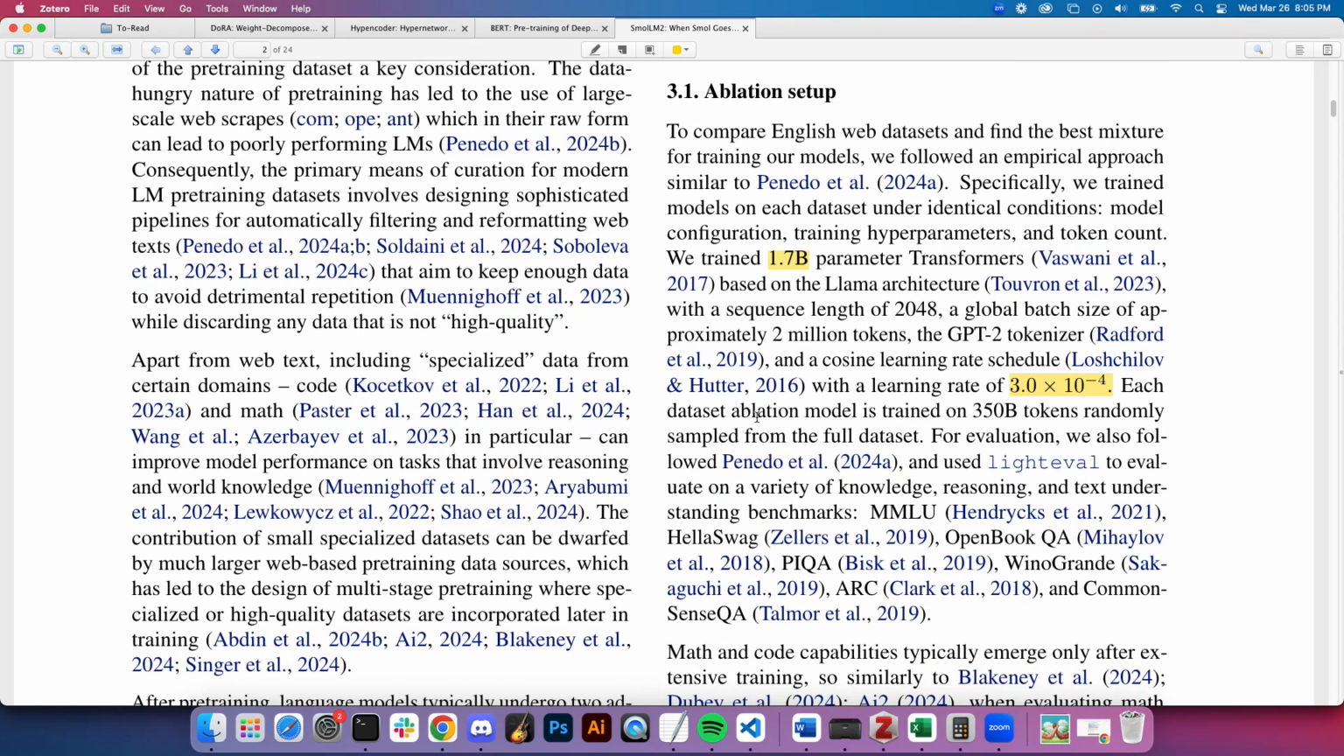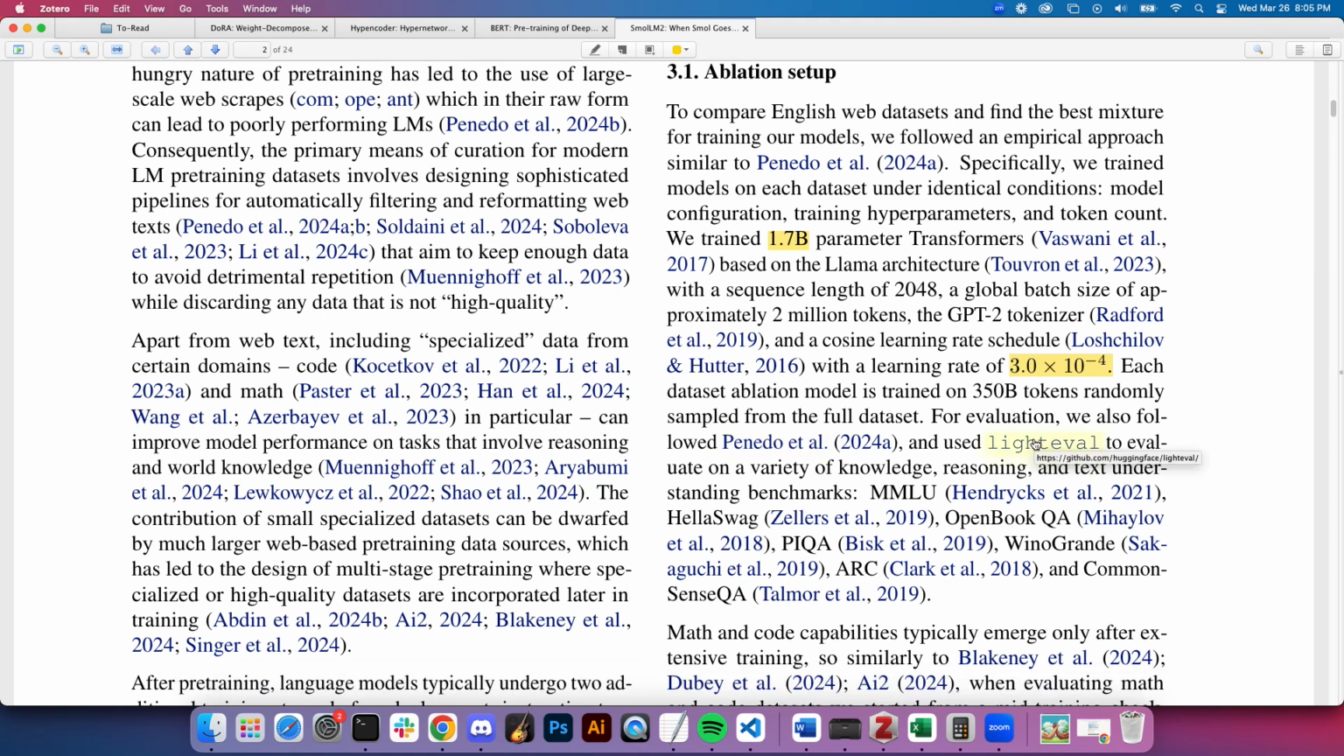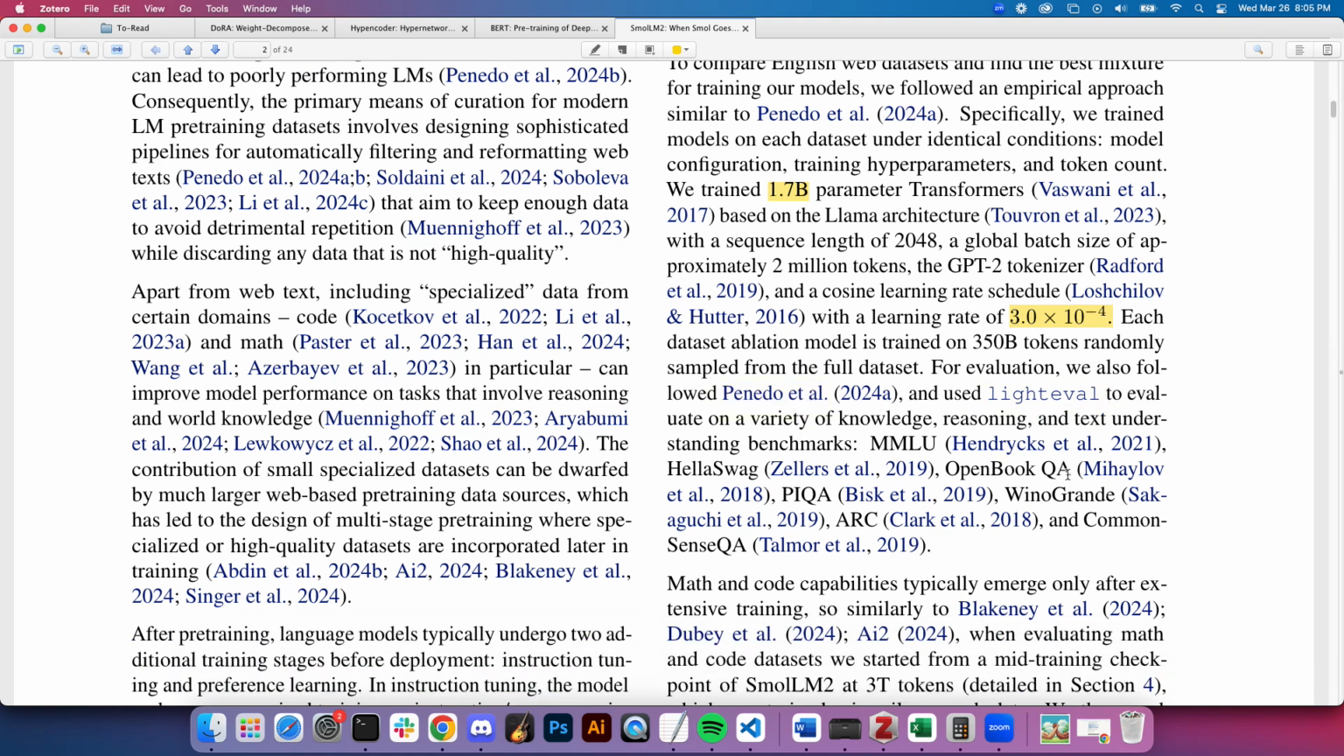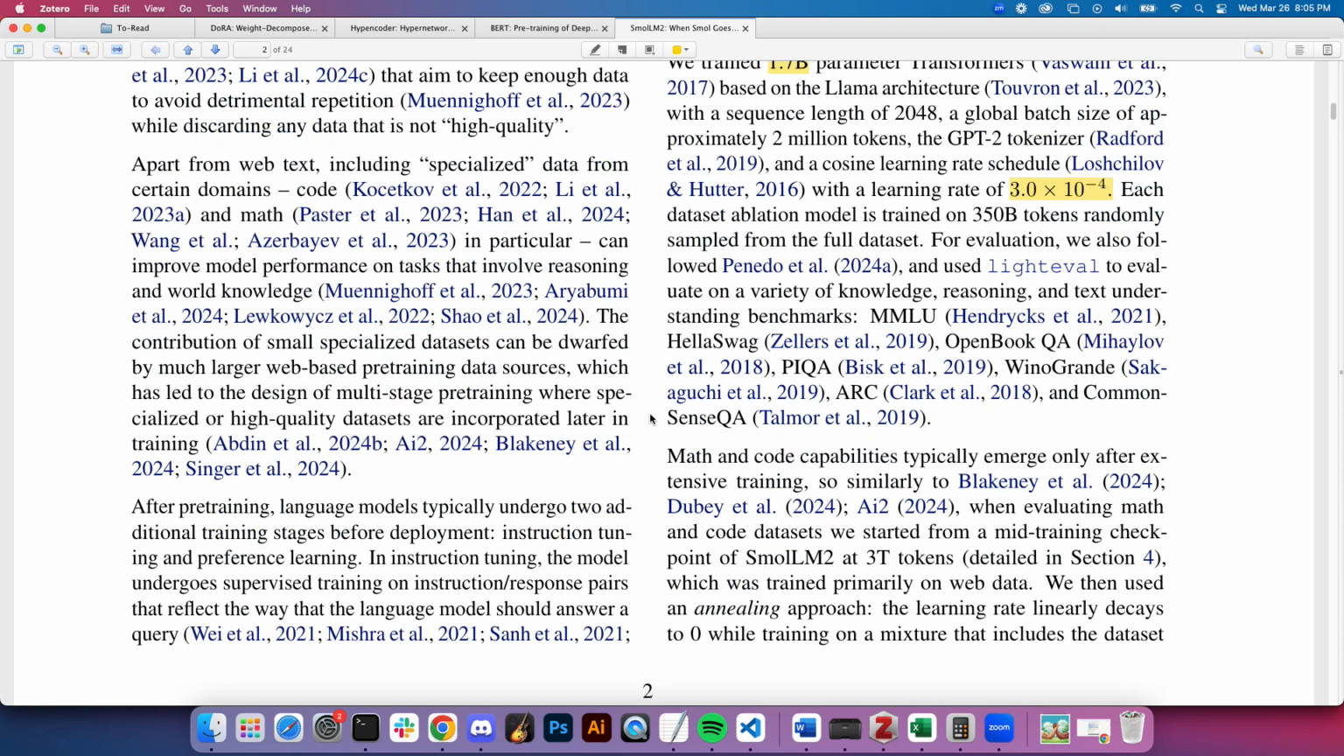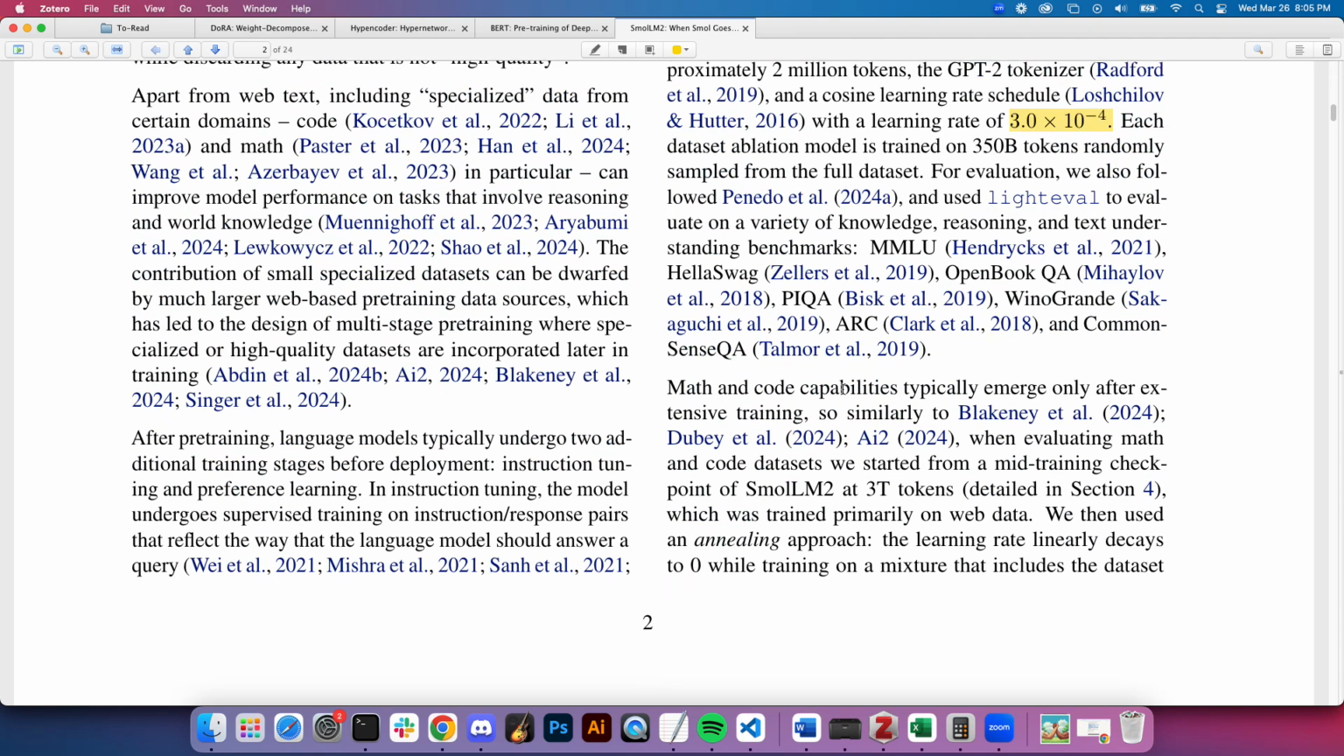For the ablations, they trained the model on 350 billion tokens randomly sampled. They use lighteval, and here are the benchmarks. Math and code capabilities typically emerge only after extensive training.